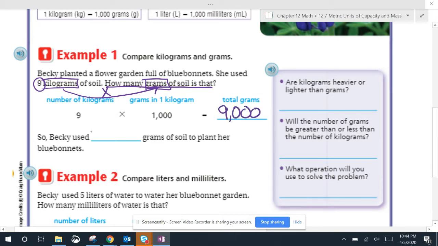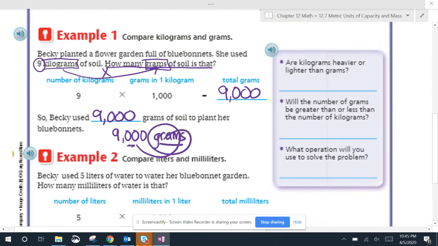So I have Becky used 9,000 grams of soil to plant her bluebonnets. When doing this in the Google Forms, this is how I expect you to write your answer. I expect you to write 9,000 grams. If it is a word problem and you do not use the word grams, you will not be getting it correct. I've been letting people get it correct just for having the number right, but from now on, you have to have that unit.